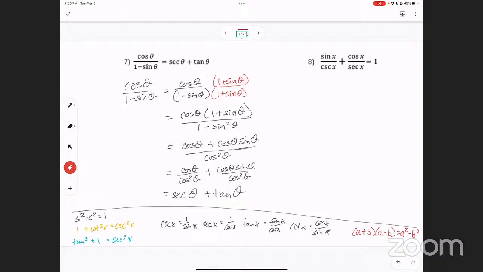So I might need one more little step here, just to be nice. Here's my one more step. 1 over cosine theta plus sine theta over cosine theta equals secant theta plus tangent theta. Boom, done.